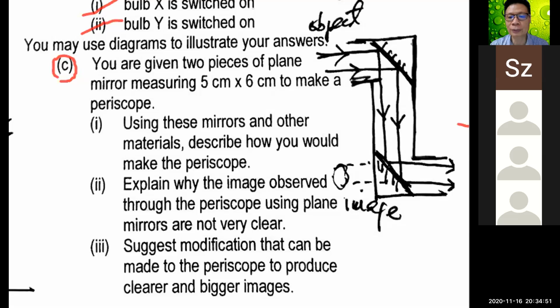Okay, so now we go to part two. Not yet, actually. For part one, I think you have to explain how the light moves, because part two straight away asks why the image is not good. So for part one, you need to explain how the light goes in and forms the image. You write like this, continuing with part one: the periscope is focused to a distant object.